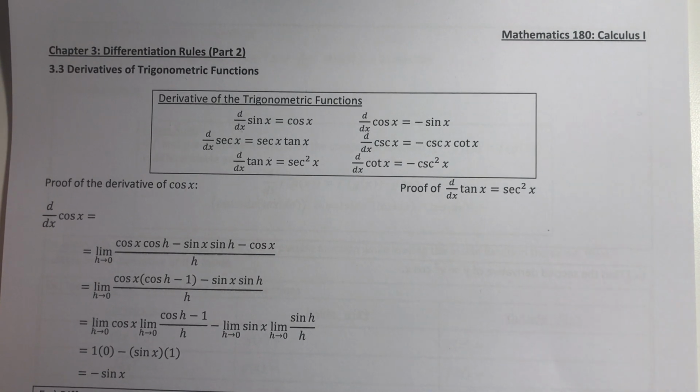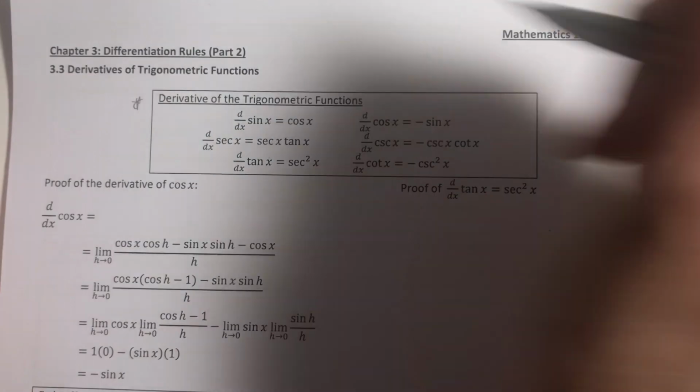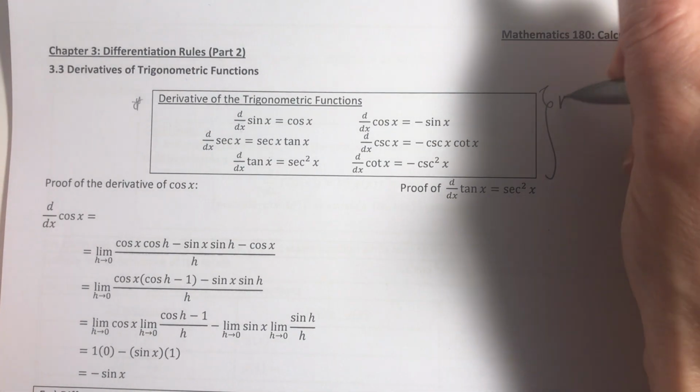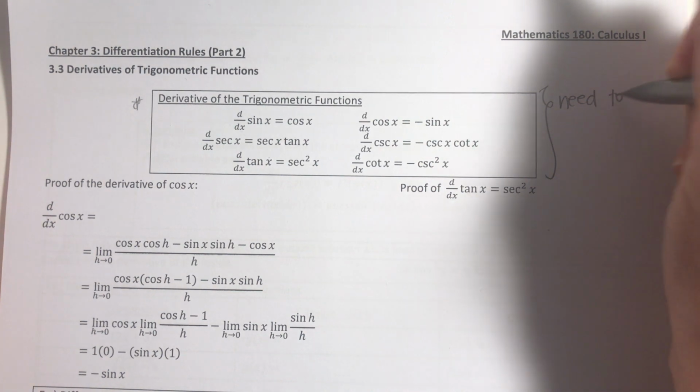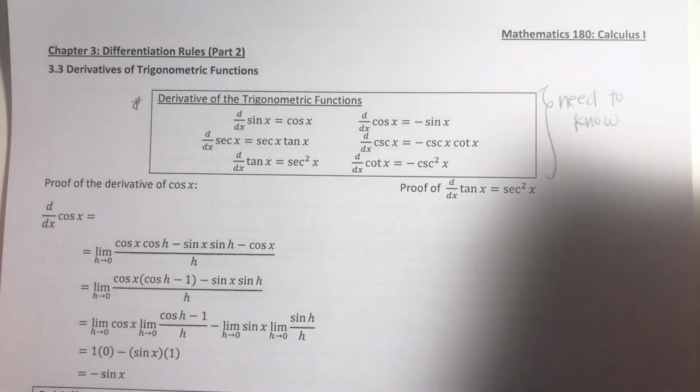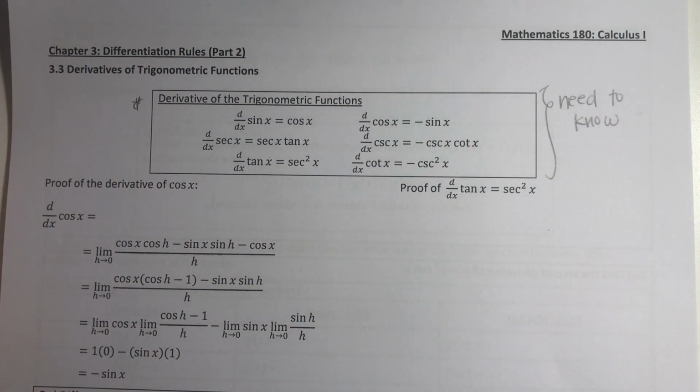This is section 3.3, part 2 of chapter 3. 3.3 is derivatives of trigonometric functions. So I'm going to go ahead and star these. These are something that you do need to know. You should have these memorized.